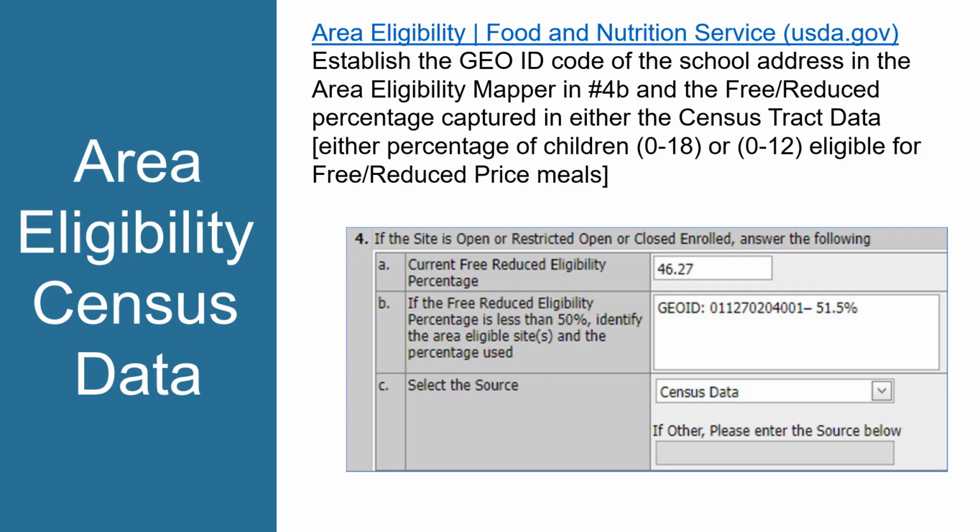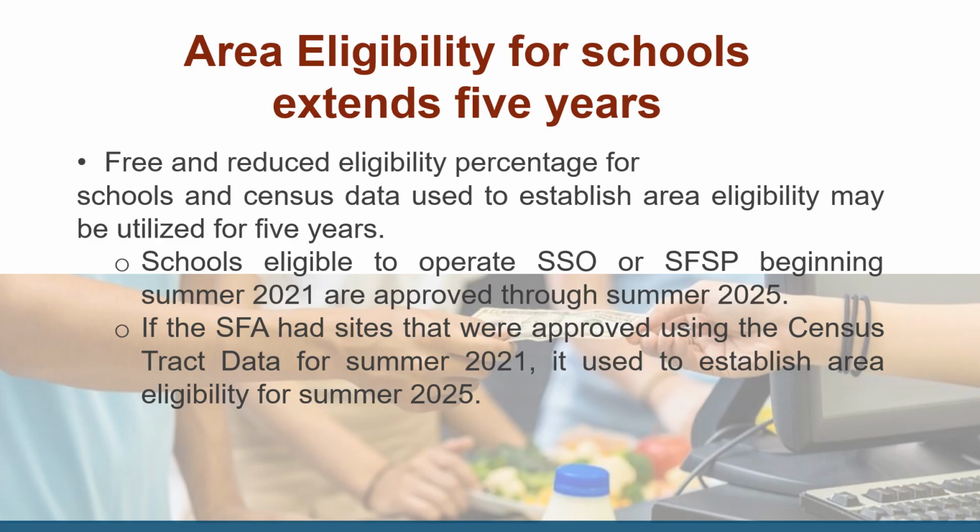Area eligibility census data. The sponsors must establish the GEO ID code of the school address in the area eligibility mapper in 4B on the online application for SSO, and the free or reduced percentage captured in the census tract data for either percentages of children 0 to age 18 or 0 to age 12 eligible for free or reduced meals. This information is captured on number 4 on the online application. The link provided above will give you the area eligibility for the USDA.